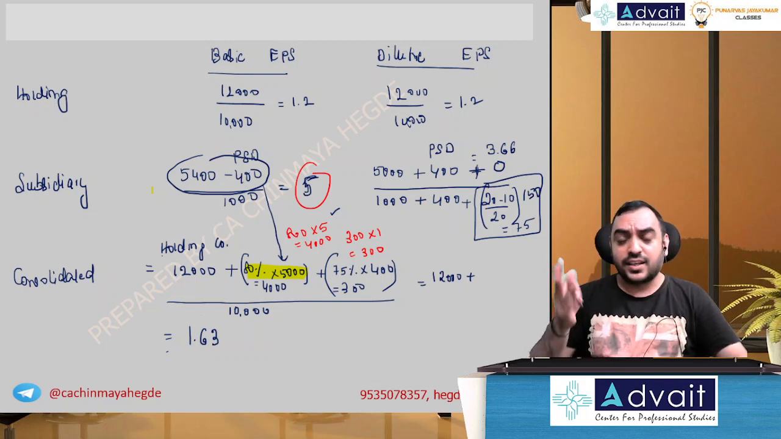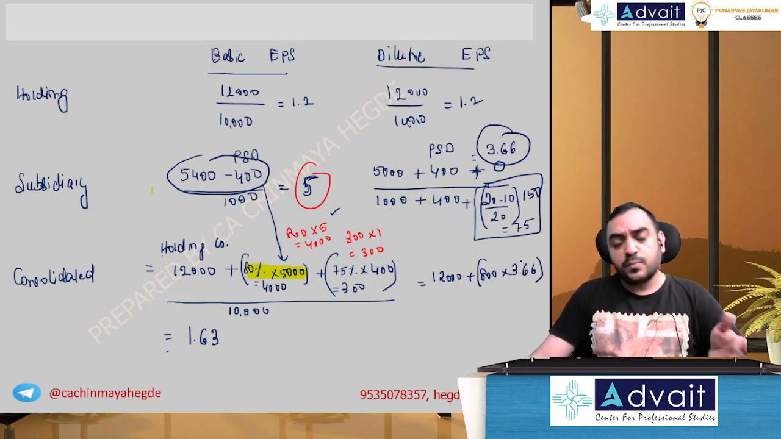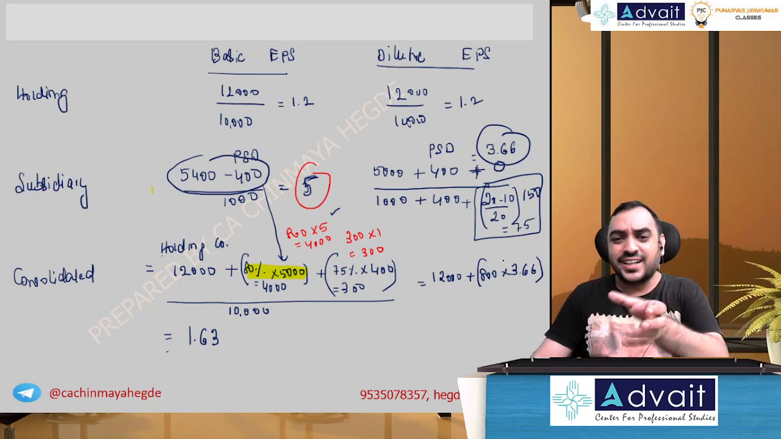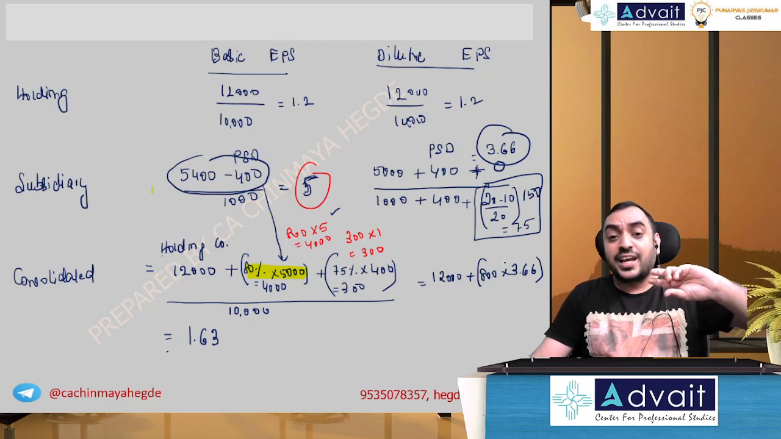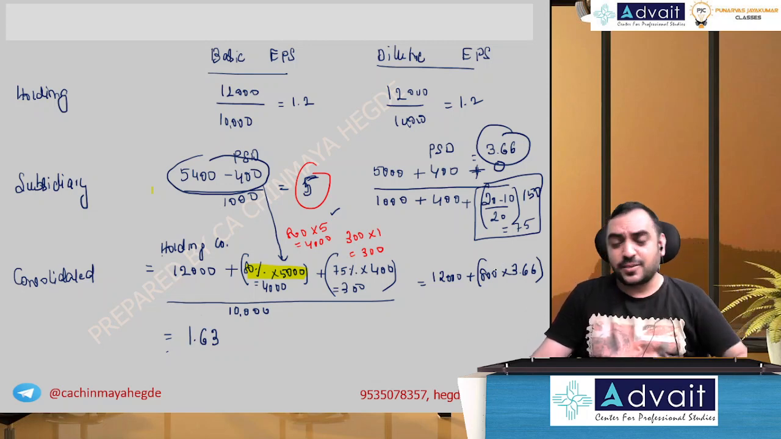Or I can do one thing. Total number of shares I will add. How many equity shares you have? You will get 800 equity shares. Or I'll do one by one also, you will understand better. So 800 into dilutive EPS is 3.66. Number of shares multiplied by corresponding dilutive EPS. Otherwise, you have to add that number and take a percentage. You should calculate revised shareholding and all. Rather than that, this is faster.